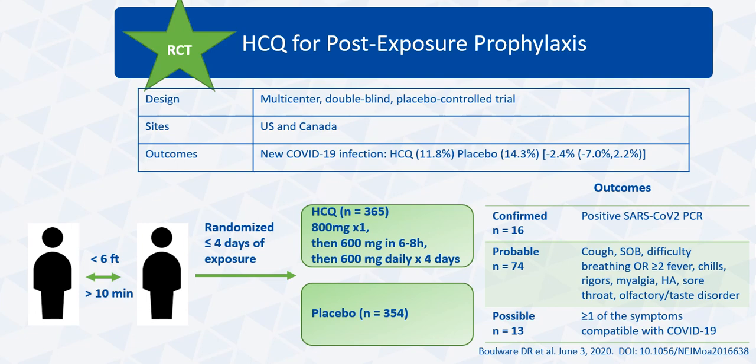So 74 had probable infection, which was defined as cough, shortness of breath, difficulty breathing, or at least 2 of the following symptoms: fever, chills, rigors, myalgia, headache, sore throat, olfactory or taste disorder. 13 patients had possible COVID-19 infection, which is defined as at least one of the symptoms compatible with COVID-19 infection. So this study showed us that post-exposure prophylaxis was not effective in preventing infection or symptomatic infection among patients who are exposed to known COVID-19 positive patients.